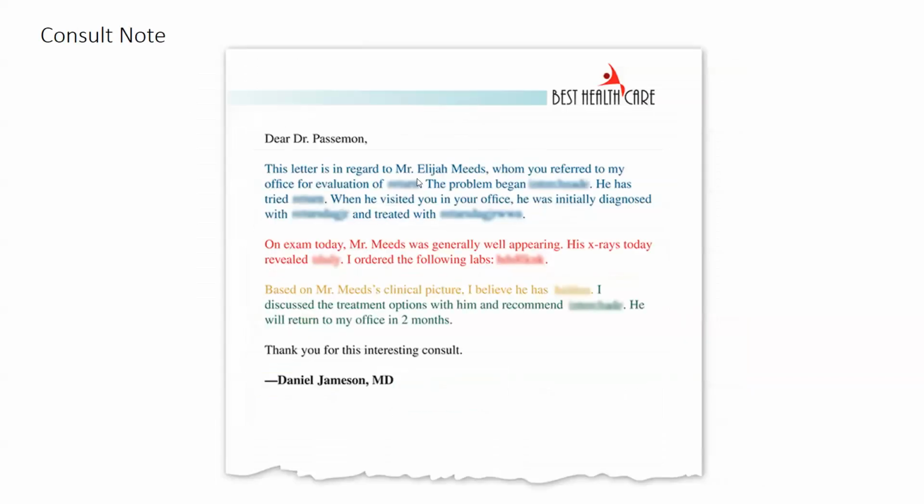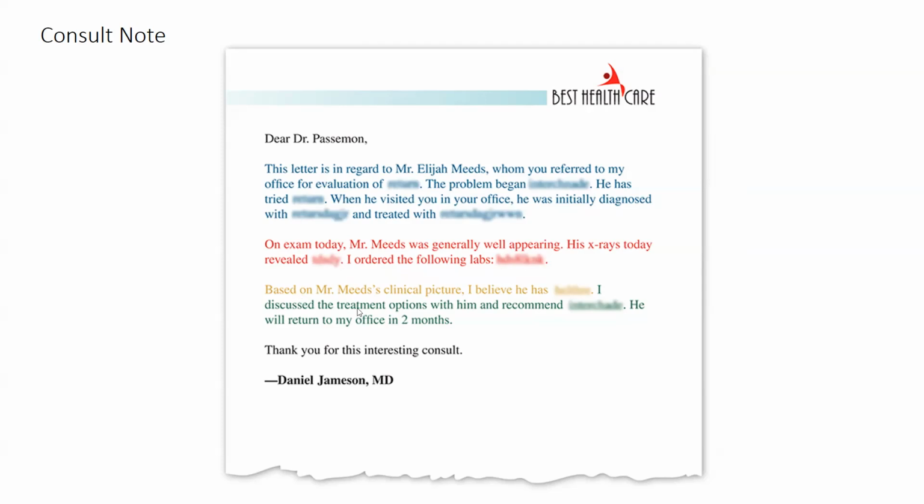This is a consult note. So this patient, Elijah Meads, had been referred to a specialist. You see there's an objective portion. This is what the patient originally presented with, what their symptoms were, and how they have been treated in the past. This is what the specialist did. They took x-rays. The data showed this, and the labs showed that.